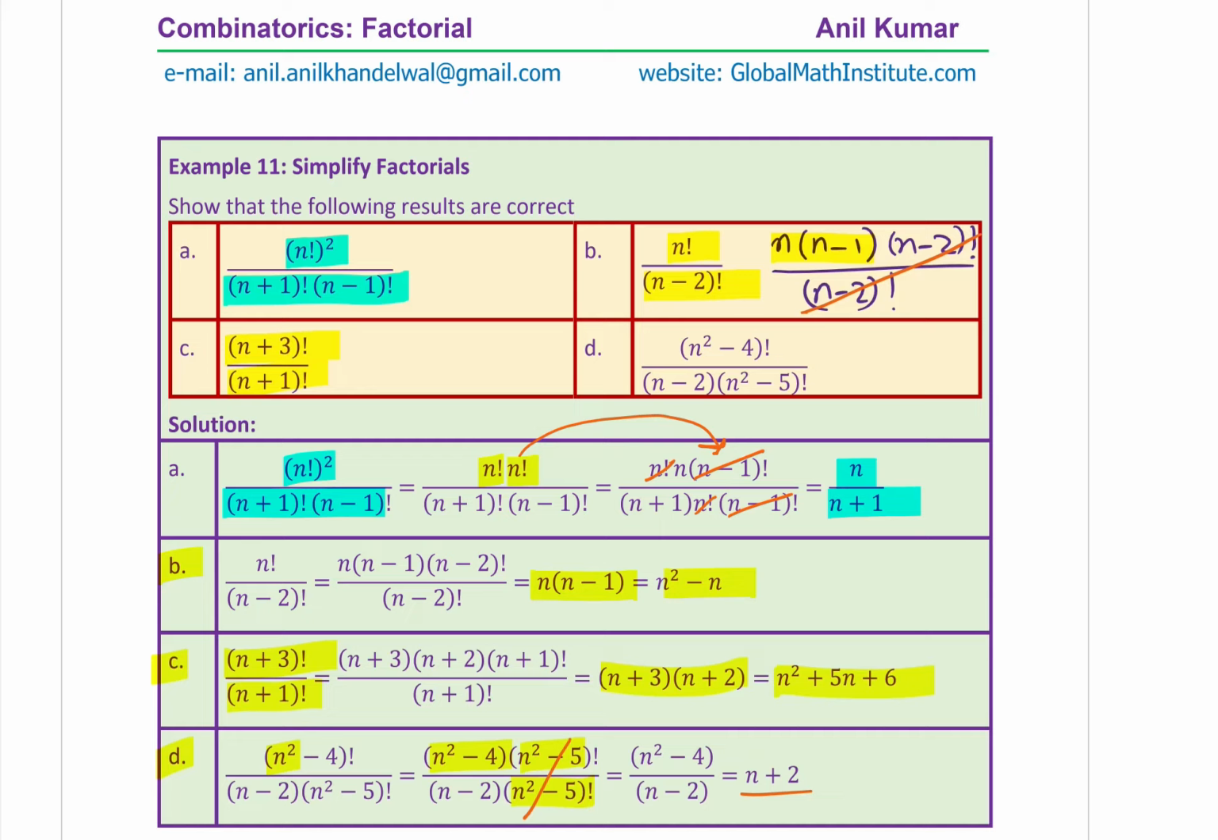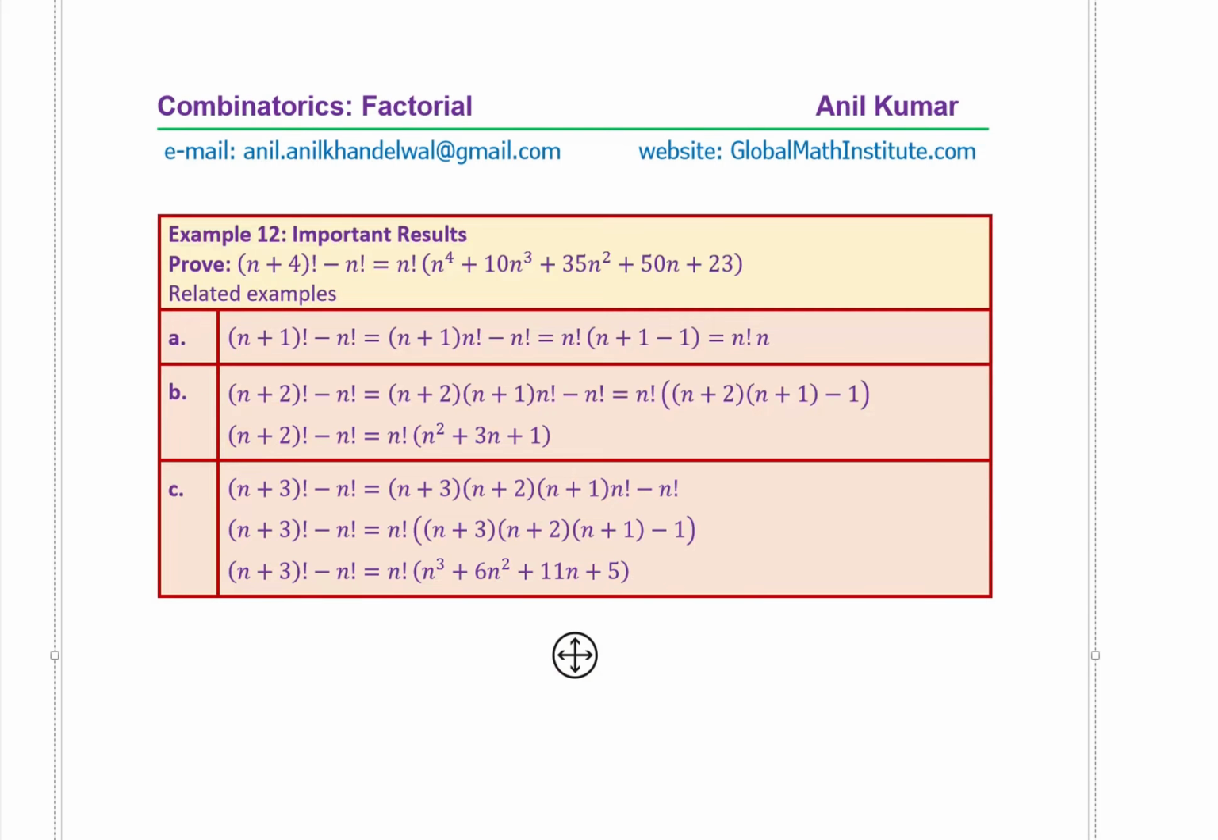So I hope this is absolutely simple. However, these results can be utilized in proving more complicated questions. Perfect. Let's move on and take some important results. We'll prove them here, but you can always use them in your exercise. So here we will prove n plus 4 factorial minus n factorial is equal to n factorial times a polynomial of degree 4. Oh my God, how do we prove it?